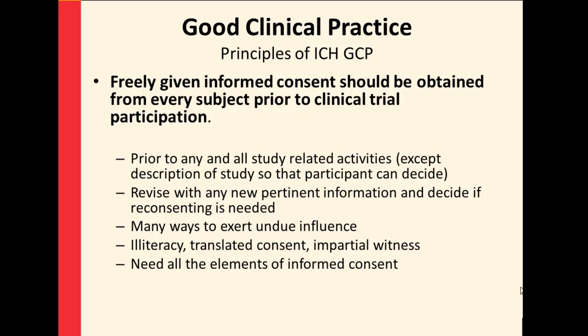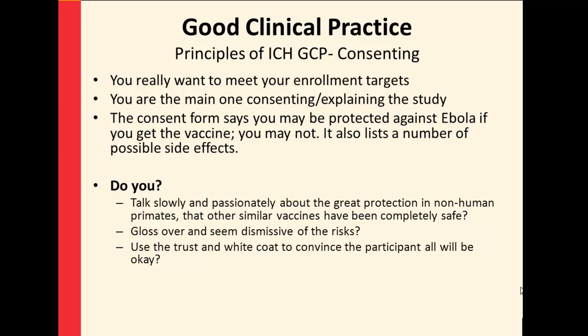There are many ways, as we've said, to exert undue influence. Illiteracy, translated consent, impartial witnesses are important things to think about in some studies. And of course, you need all the elements of informed consent. So you really want to meet your enrollment targets. You are the main one consenting or explaining the study.